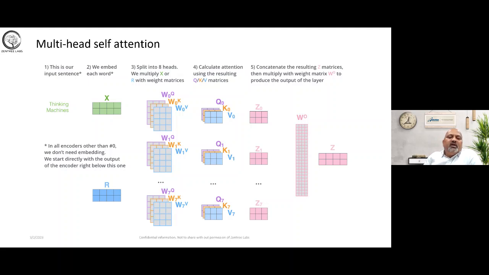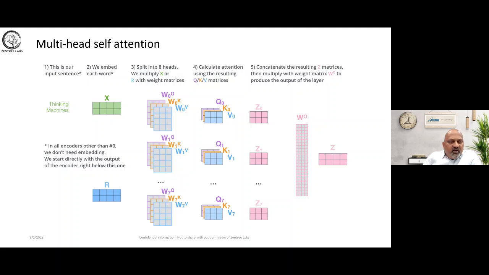If I look at a little bit more detail through this diagram, here, right? This is an input sequence. Something is given like, okay, thinking machines. Thinking is a word and machines is a word. And we embed each word. Let us say that a 4-length vector is used to represent each word, and the positional information is also added to that.